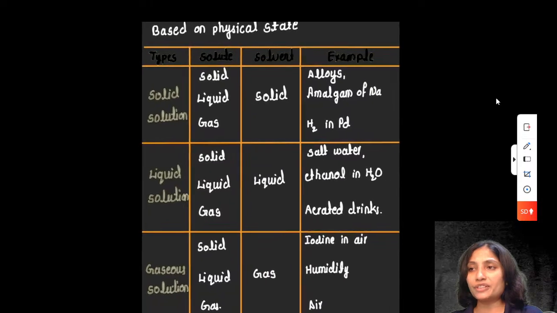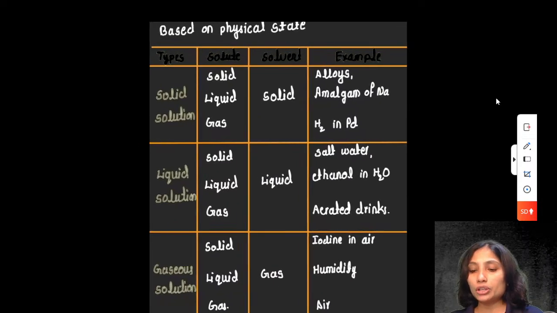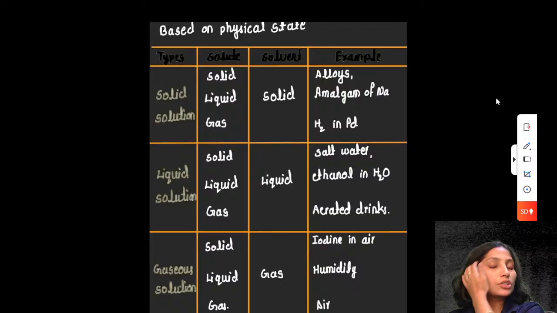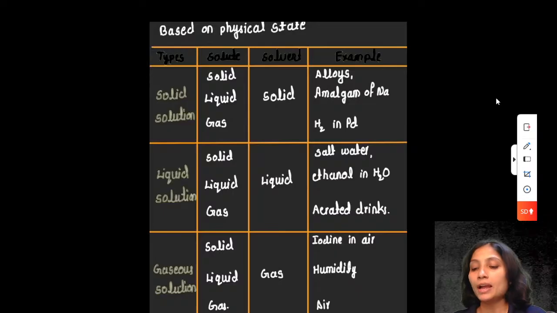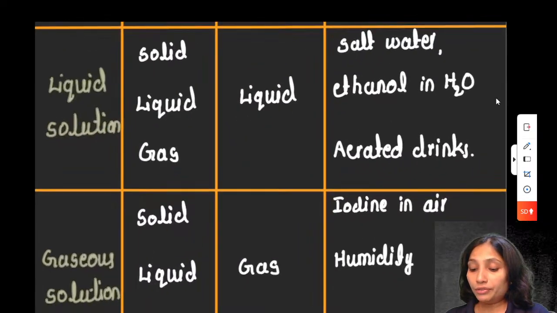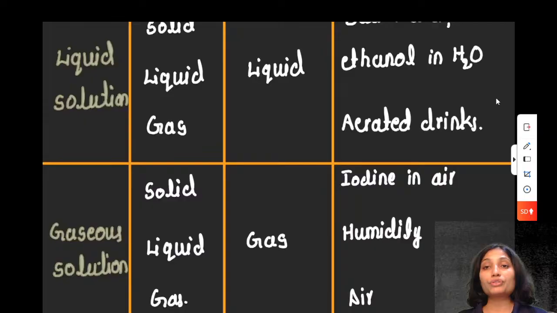So these are different classifications of solution based on physical state, that is solid solution, liquid solution and gaseous solution. In solid solution we have three subcategories, in liquid solution also three subcategories, and in gaseous solution also three subcategories. Now here we have discussed different types of solution.